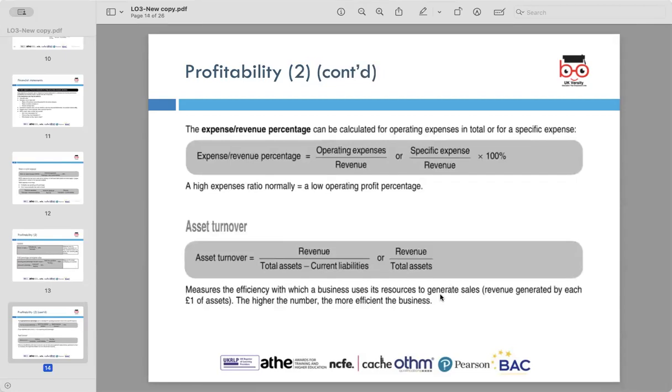Next is expense revenue percentage. These ratios provide insights into how efficiently a company's management manages its expenses and utilizes its assets to generate revenue. The expense revenue percentage measures the proportion of revenue that is consumed by operating expenses, either in total or for specific expenses.